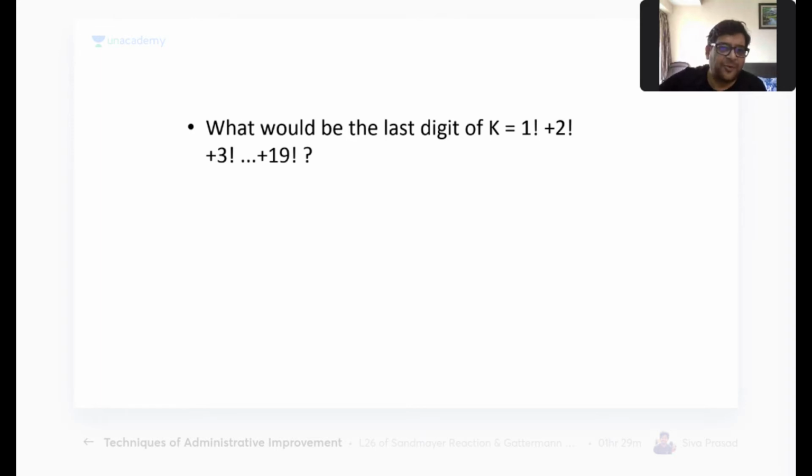Now, for those of you who don't know, let me help you with some of the values. 1 factorial is simply 1. 2 factorial is 1 into 2 into 1, which is 2. 3 factorial is 3 into 2 into 1, which is 6. 4 factorial is 4 into 3 into 2 into 1, or 4 into 3 factorial, which is 4 into 6 or 24. 5 factorial is 5 into 4 into 3 into 2 into 1, or 5 into 24, which is 120. 6 factorial is 6 into 120 or 720.